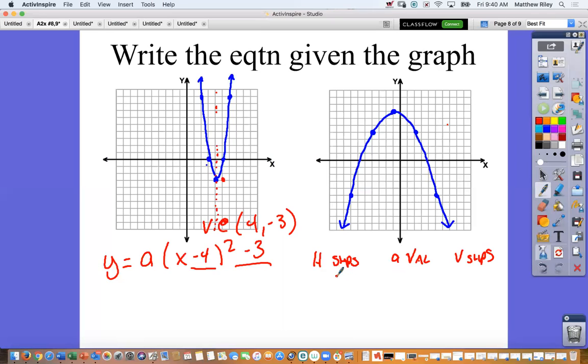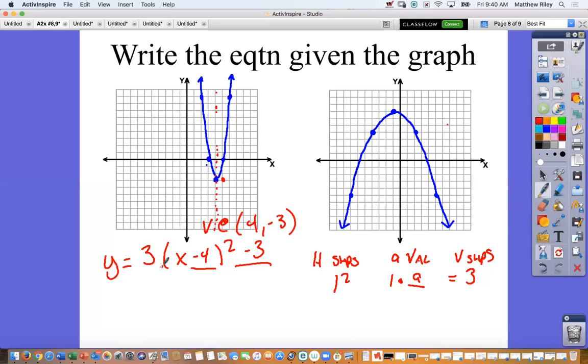So the first one, it was over 1 squared. So 1 times what equals, well, how many vertical steps did it go up? 3. So I went up 3 steps. So what's my a value? 1 times a equals 3. So what's my a value? 3. It's just 3. So some of this is going to be very simple. Some of this you're going to have to do some math.